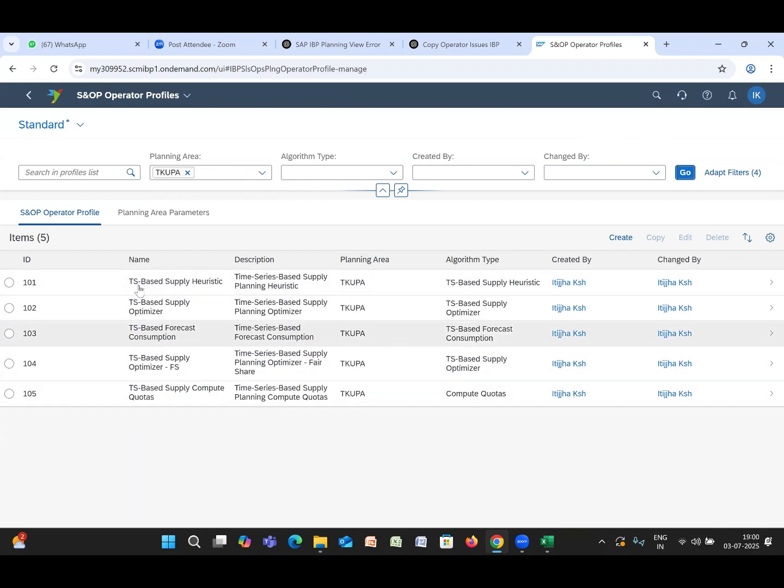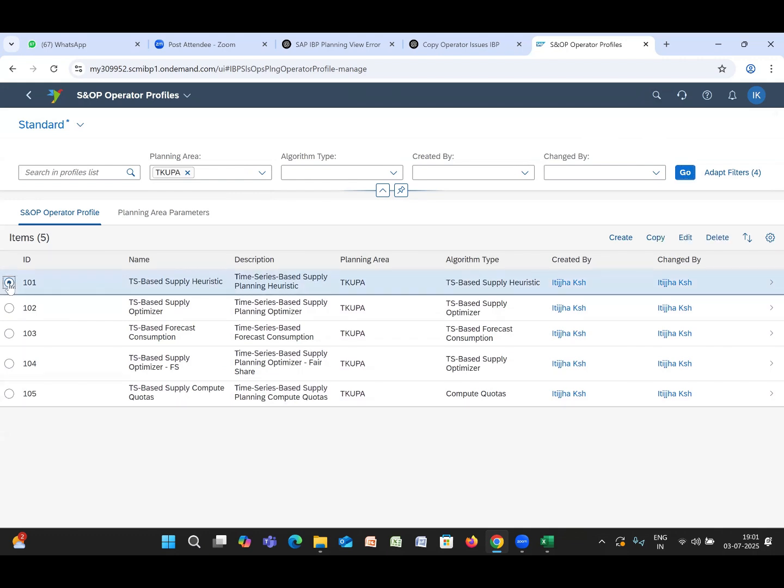Okay. So in Kshitij, in your planning area, we have these many SNOP operators. So you will see from the name. So heuristic is SNOP operator. Supply optimizer is another one. Forecast consumption. All these are SNOP operators. Now, the one that we are running to generate our supply plan is this TS-based supply heuristic.